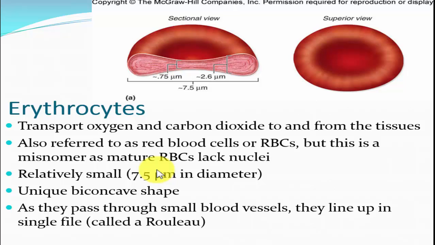They are relatively small, as you can see, and have a unique biconcave shape. Bi means two, and concave means it's going to create an indentation on either side. Think of it like a double pizza, where you get a top crust and a bottom crust with a thin layer in the middle, creating a biconcave shape. As they pass through small blood vessels, they line up in a single file called a rouleaux.